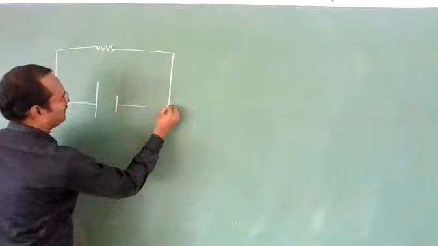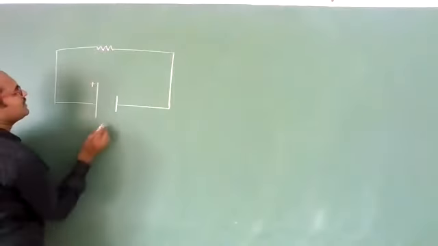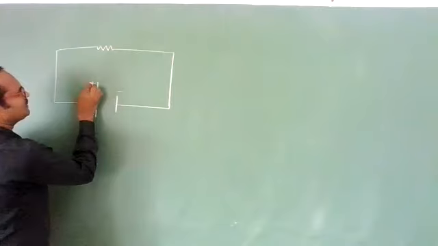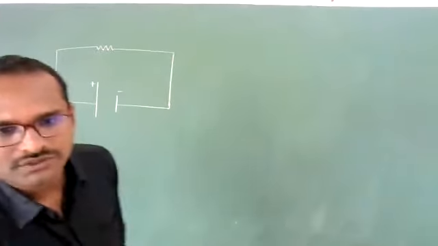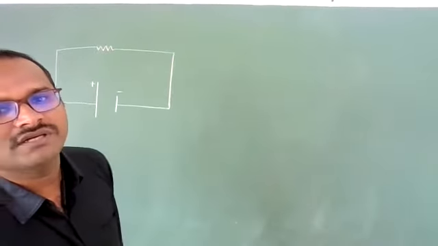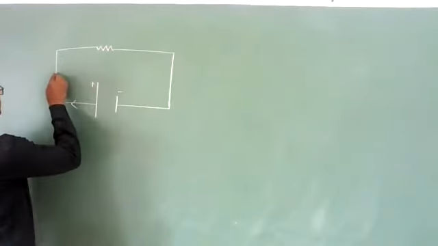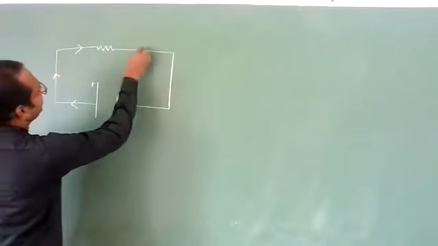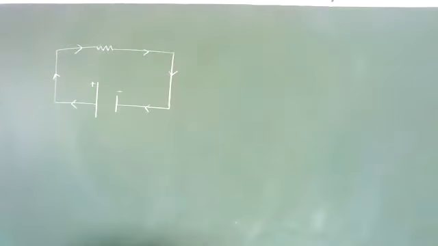Now, students, as you know, this will be the higher potential, and this will be the lower potential. Positive terminal, negative terminal. Clear? Now, in which direction will the current flow? As you know, current flows from higher potential to lower potential, in this direction, like this. Current flows in this direction.